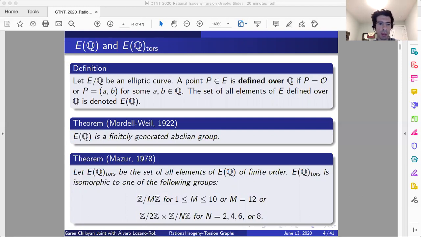In 1978, Barry Mazur classified the rational torsion subgroups of all elliptic curves defined over Q. They are one of 15 groups: the cyclic groups of orders 1 through 12, but not 11, and the bicyclic groups Z/2 × Z/2, Z/2 × Z/4, Z/2 × Z/6, and Z/2 × Z/8. The groups that are not cyclic are what we call having full 2-torsion.